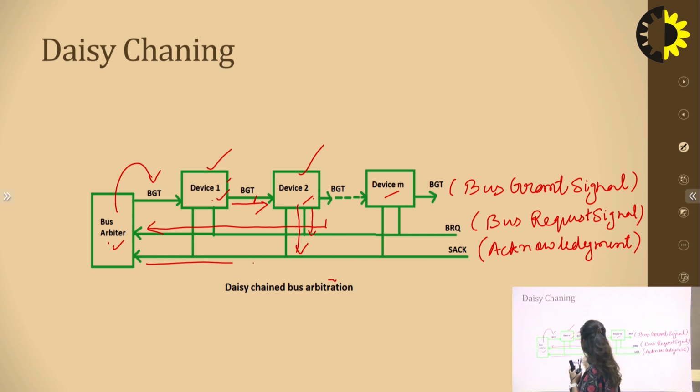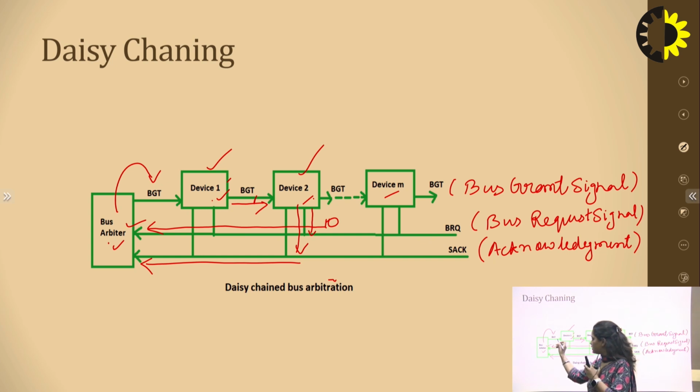Now all the buses are occupied by device number 2, and the bus arbitrator is informed about this through the acknowledgement signal. When device number 2 completes its work with the buses, it will pull this bus request signal down to 0. When this bus request signal becomes 0, the line attached to the bus arbitrator gives it the information that it does not need any further control of the buses.